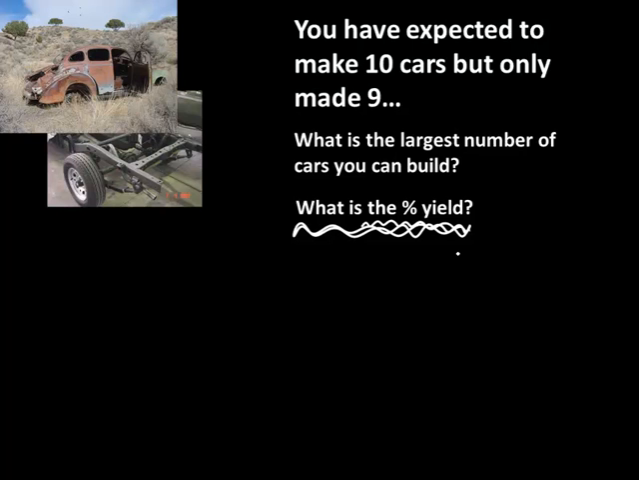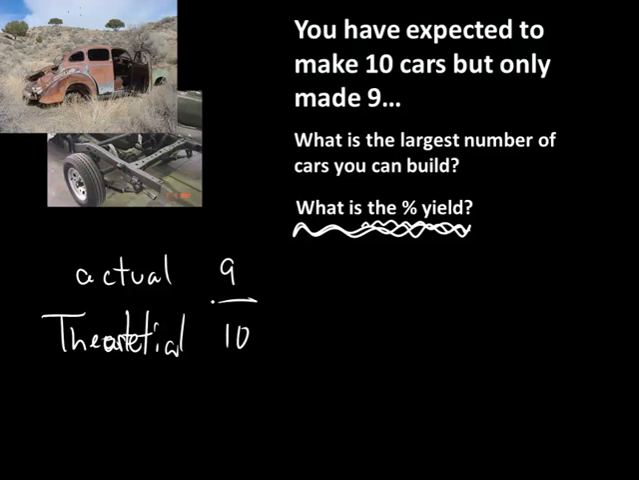You expected to make 10 cars, but you only make 9. So you take your actual yield. 9 cars is your actual yield. Actual. Did I get it spelled right this time? Your actual yield is 9 cars. Your theoretical yield, that's what we looked at in the last slide. That's how much you could make theoretically. We said that was 10. Now, of course, to turn that into a percentage, you have to multiply by 100, right? So we're going to multiply by 100, and we get 90%.